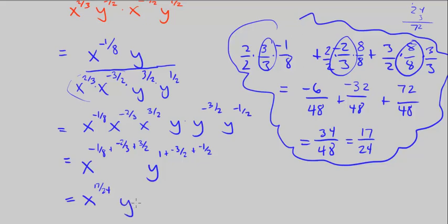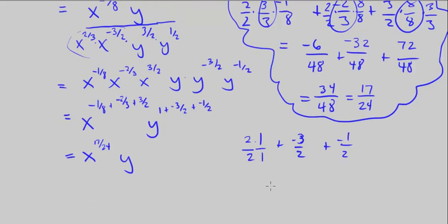And then we have y. So let's add 1 plus negative 3 halves plus negative 1 halves. Okay, so this is over 1. So if I just multiply this by 2 over 2, I'm going to get the common denominator. So that's 2 over 2 plus negative 3 over 2 plus negative 1 over 2. Right? Negative 3 plus that's negative 4 plus 2 is negative 2 over 2. That's equal to negative 1.